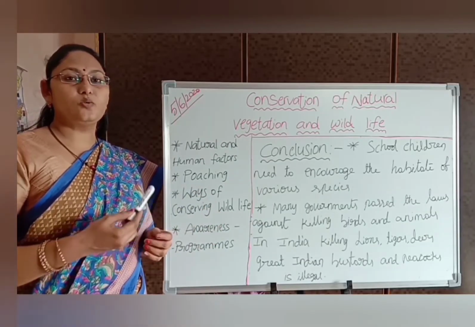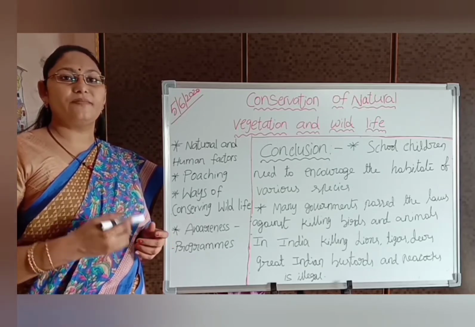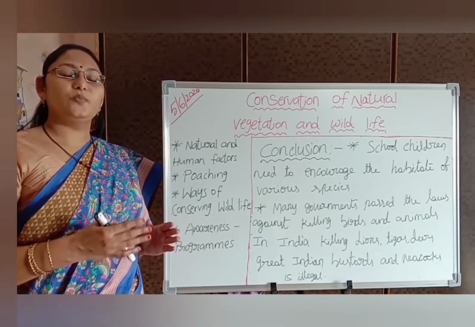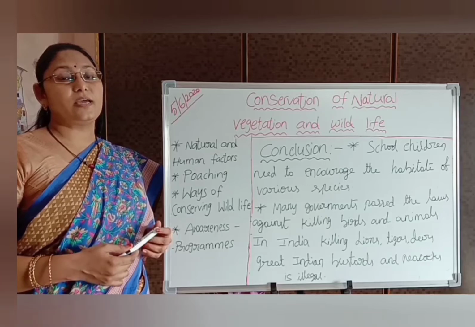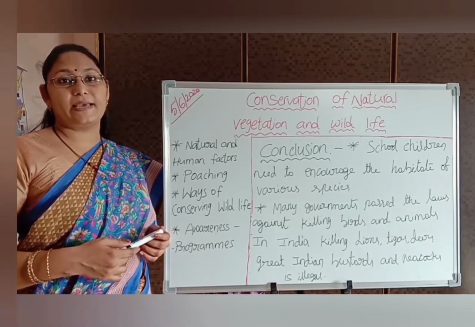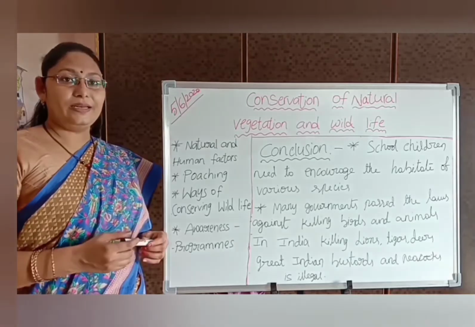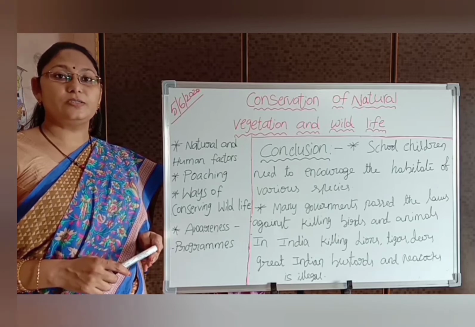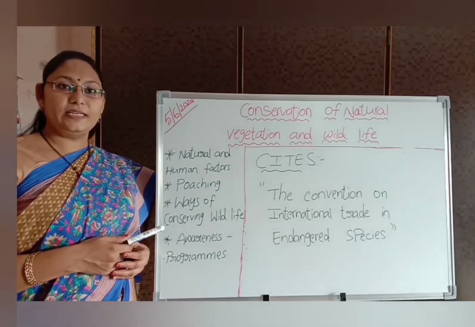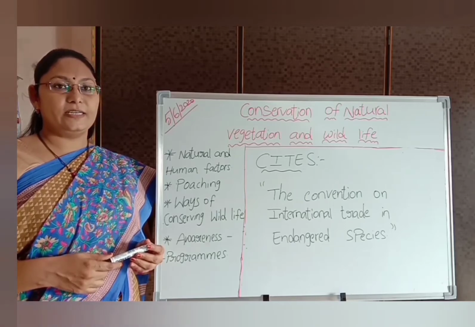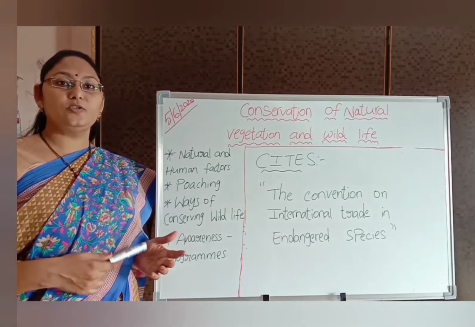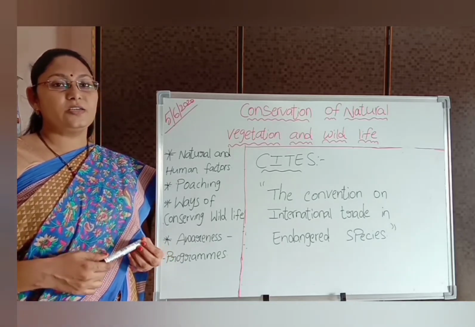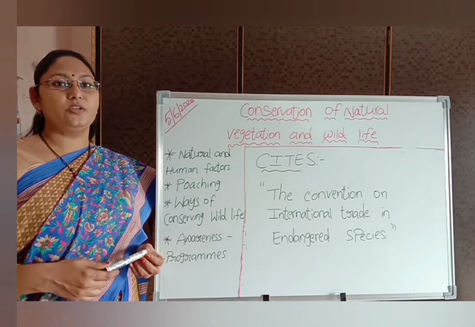Along with these programs, school children also need to be encouraged to observe the various habitats of the species. Then they have an idea about the wildlife and the importance of those animals. Many countries and governments have passed strict laws against the killing of birds and animals. In India, killing deer, lion, tiger, the great Indian bustards and peacocks is illegal. CITES, the Convention on International Trade in Endangered Species, has established a list of animals and birds for which hunting and killing is prohibited. And the conservation of wildlife and natural vegetation is the duty of everybody.